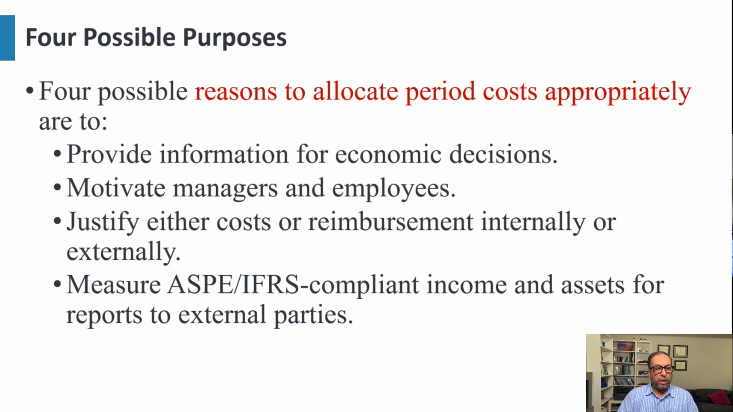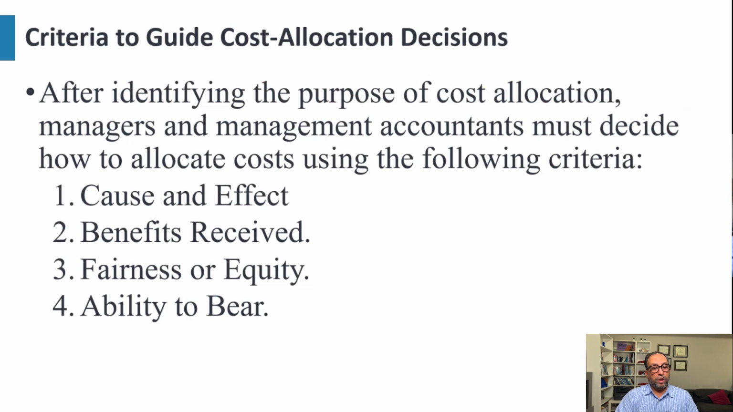Now, as per the accounting standards for private enterprises, ASPE, or International Financial Reporting Standards, we need to produce compliant income and assets for reporting to external parties. So we also have to take care of these standards for financial reporting. These are the possible reasons or logic that we have to keep in mind while dividing these period costs among the divisions.